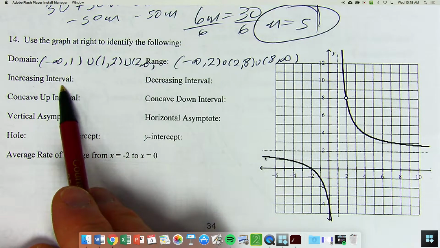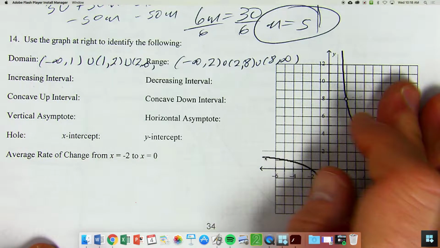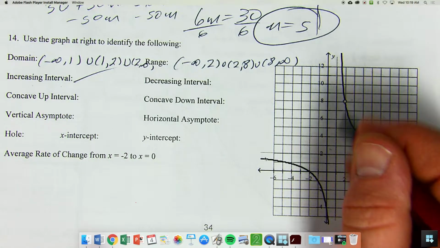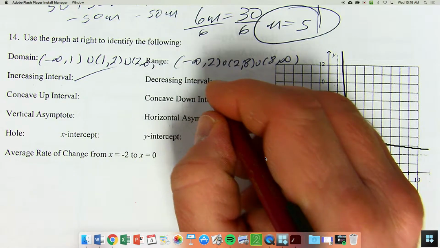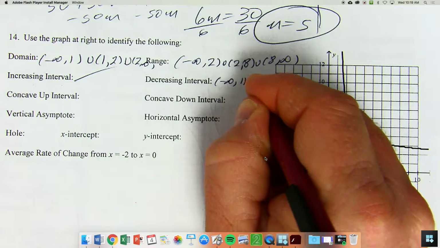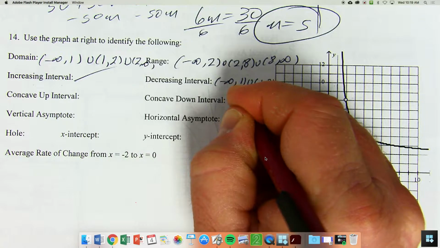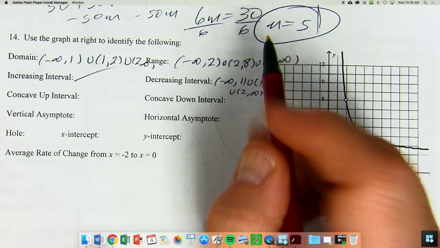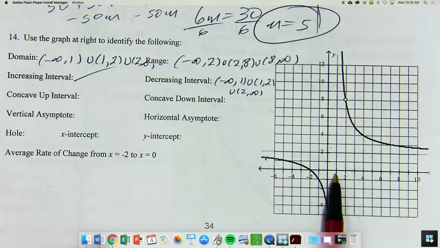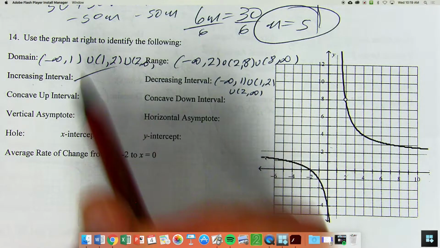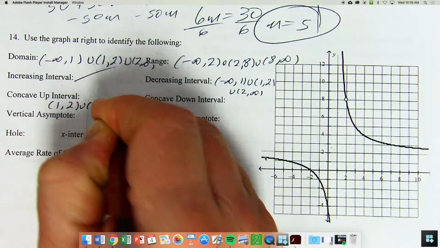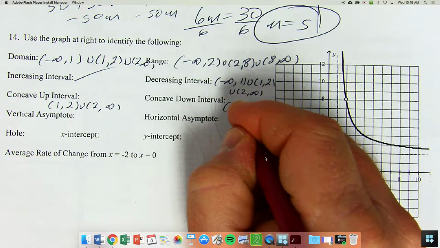Then 8 to infinity. Increasing, when is it going up? Never. Decreasing, always, except for where there are breaks. So that's going to follow your domain: negative infinity to 1, union 1 to 2, union 2 to infinity. Concave up is going to be from 1 to infinity, but it also has that break, so it's got to be 1 to 2, union 2 to infinity. Concave down would be negative infinity to 1.